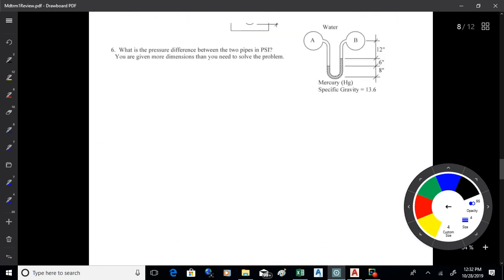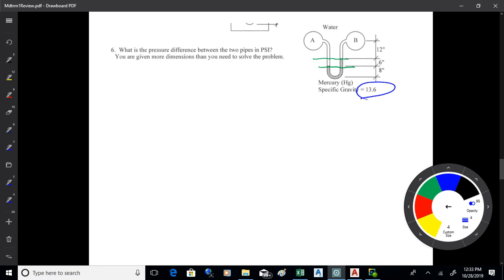All right, the next one there, what you want to look at is where the stuff is different on either side. That's in between those two lines, because above the top line, it's all water on both sides. Below the bottom line, it's all mercury on both sides. So what indicates a pressure difference there is the stuff between the lines. So what I'd like to do here would be to figure out what pressure that represents there.